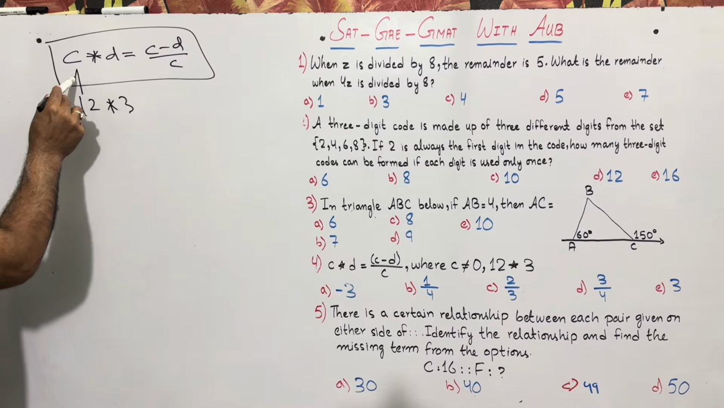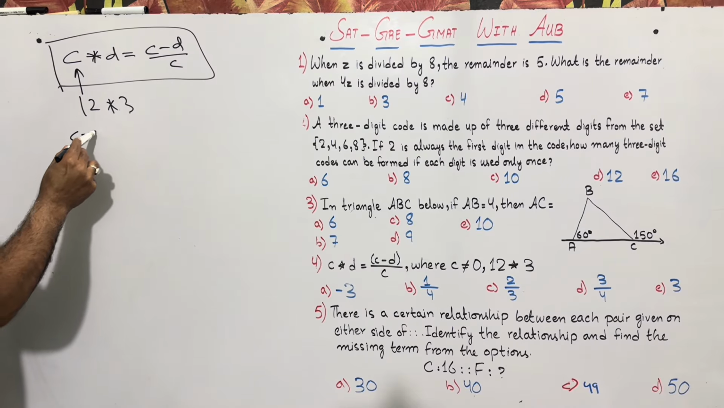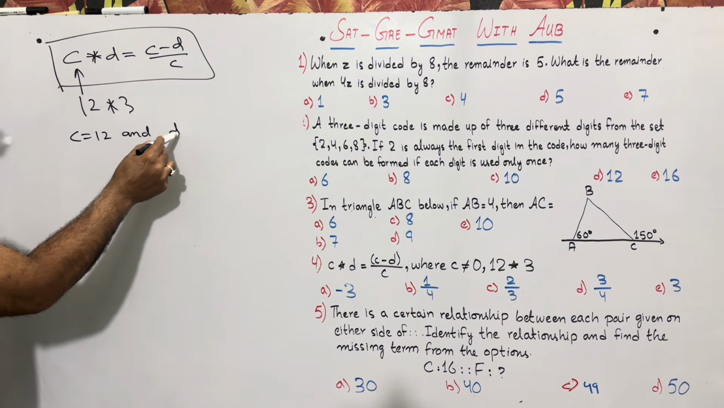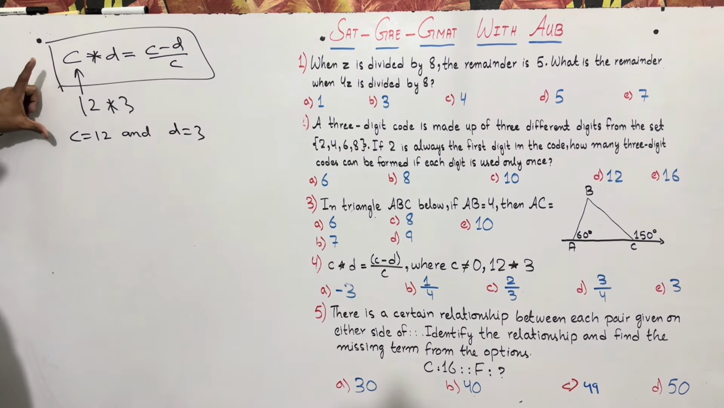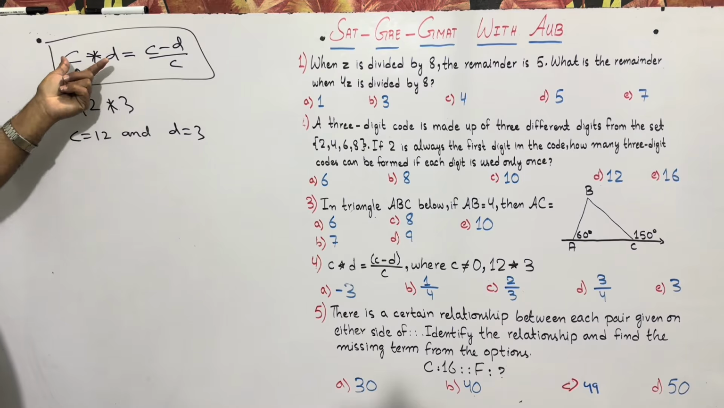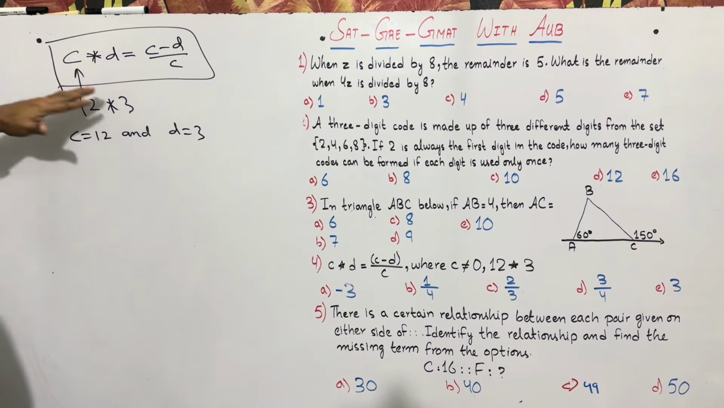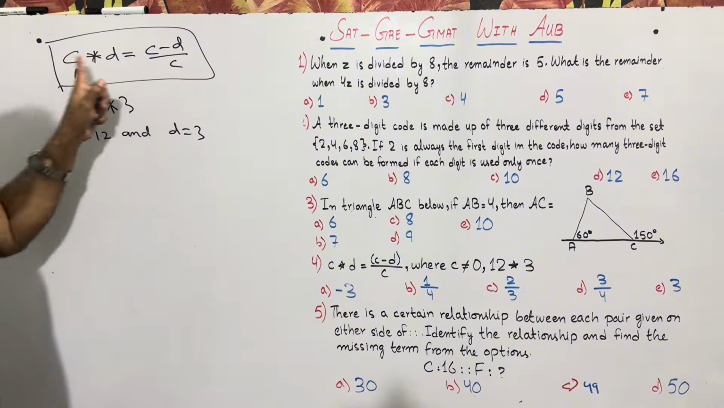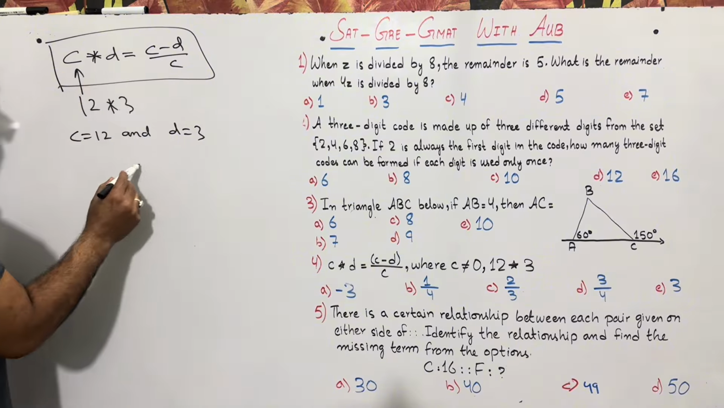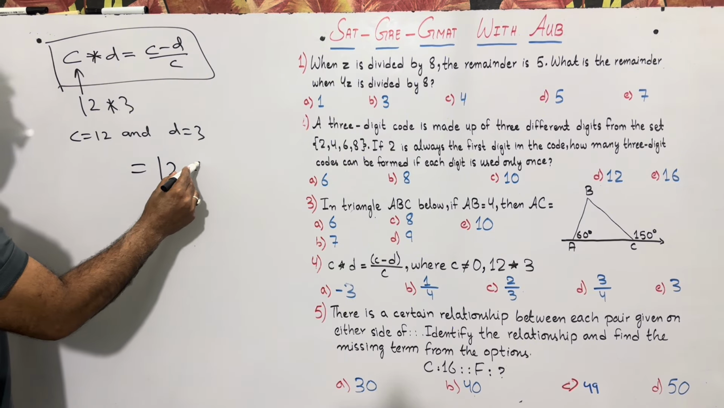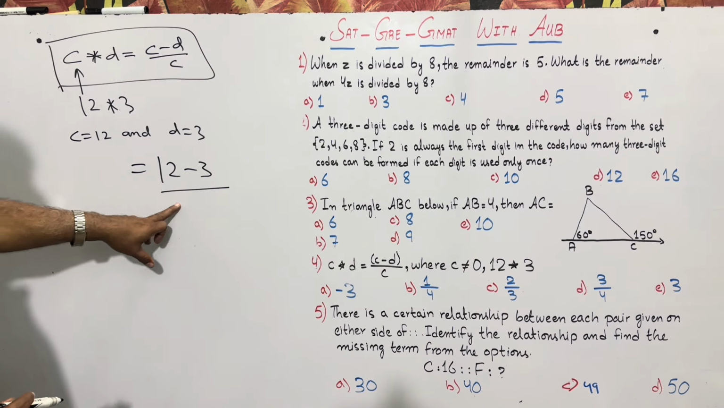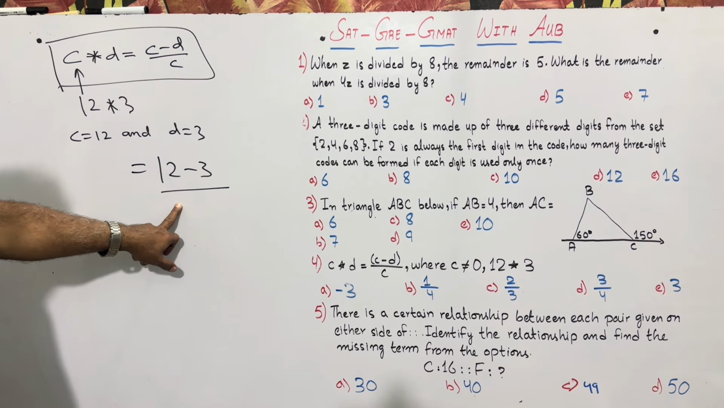Compare. Here we have C is equal to 12 and D is equal to 3. Simple comparison. Whatever their formula is, we have to follow this rule. Just plug in C as 12, D as 3, divided by C, which is 12.